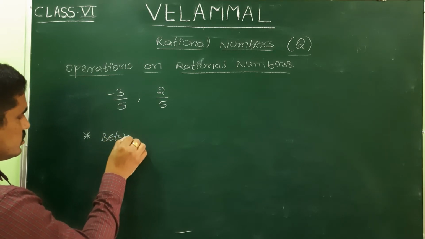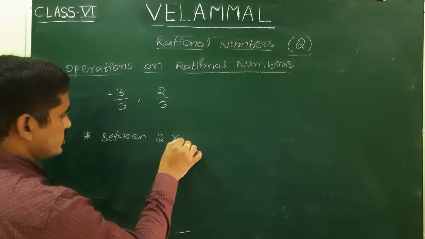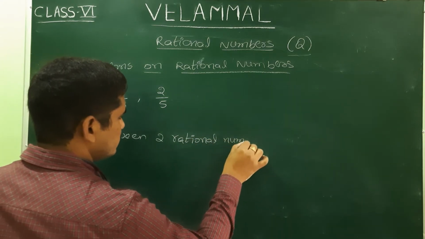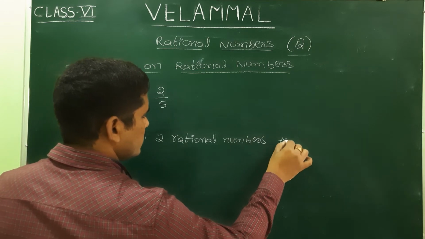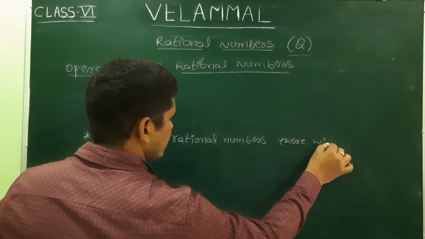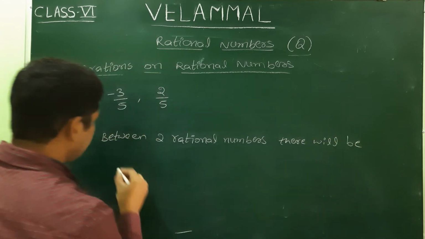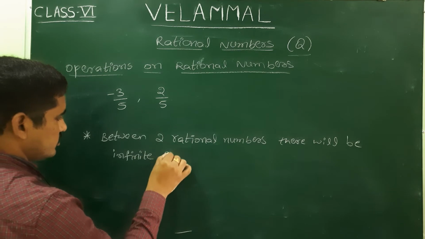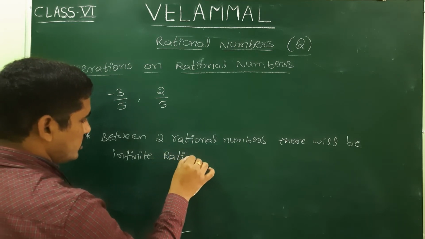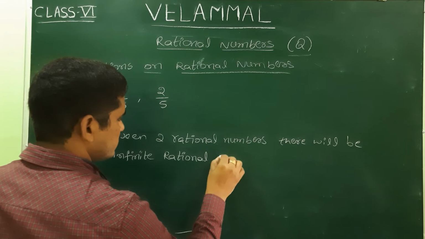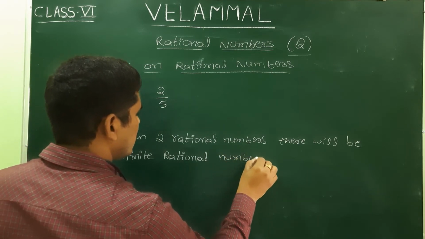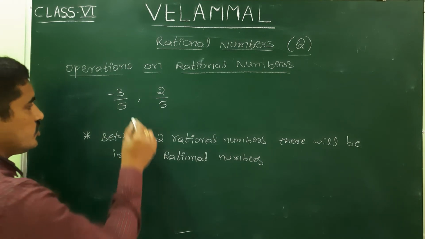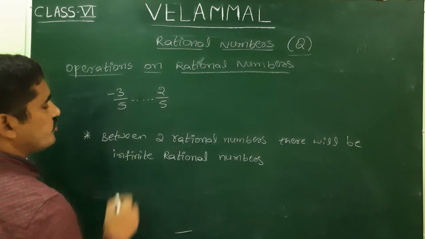Between two rational numbers, there will be infinite rational numbers. This is the very important point you need to remember. How? I will explain. Now take minus 3 by 5 and 2 by 5. In between these we will have infinite numbers.